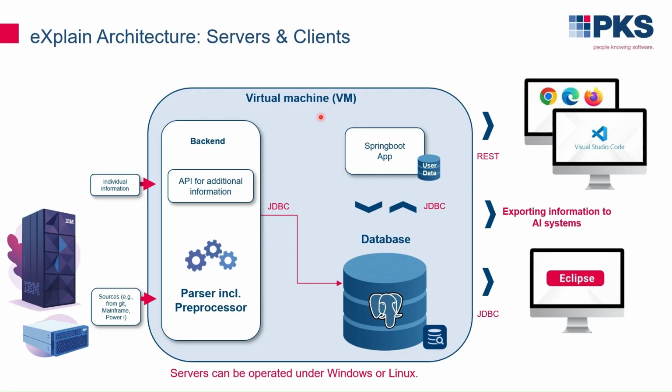Everything is performed off-host. The source code is either automatically synchronized with the mainframe via FTPS or transferred to the eXplain server via Git mechanisms. It's also important to note that we truly work with source code, not compiler listings. We have our own preprocessor mechanism capable of resolving not only copies but also complex macro structures.